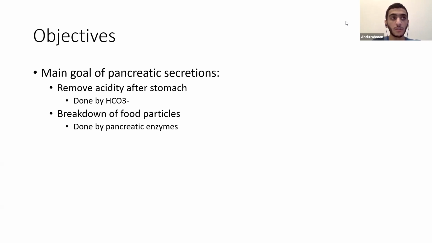So after the food has been in the stomach, which is secreting hydrochloric acid to break down the food, it's then pushed over to the duodenum, to the small intestine. It's full of acid and it's gonna hurt the intestines. That's why we're gonna need a base in order to neutralize the acid. So that's the first function of the pancreas. And then the next function would be secreting these enzymes that will help break down the food particles.